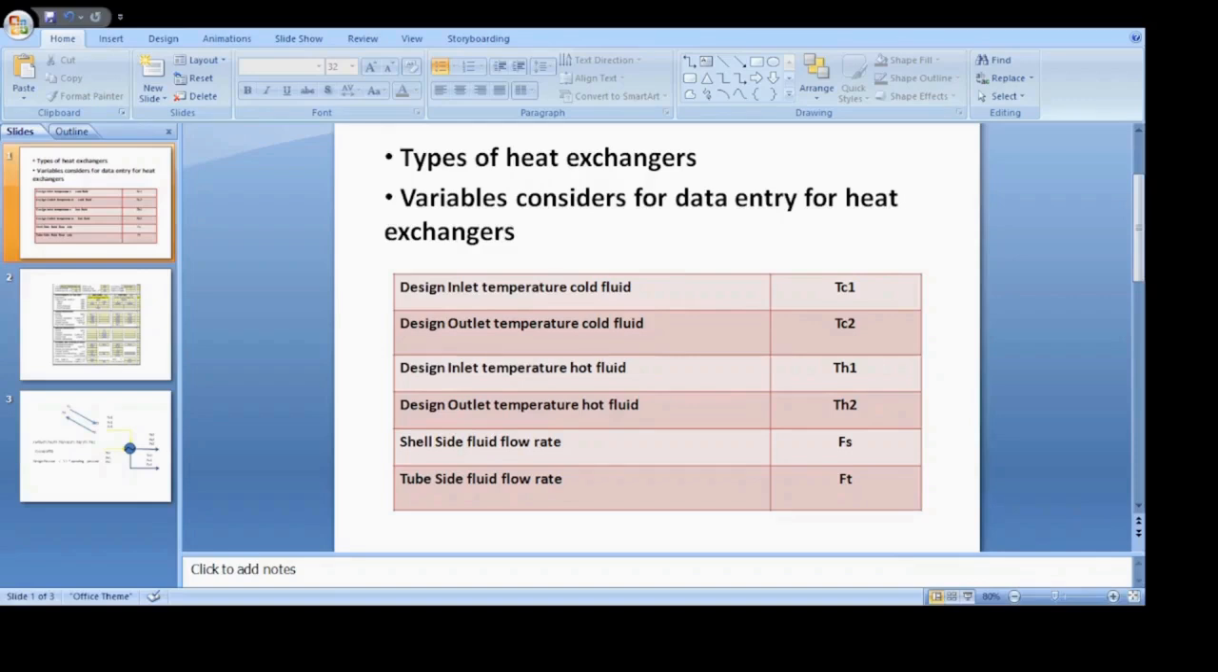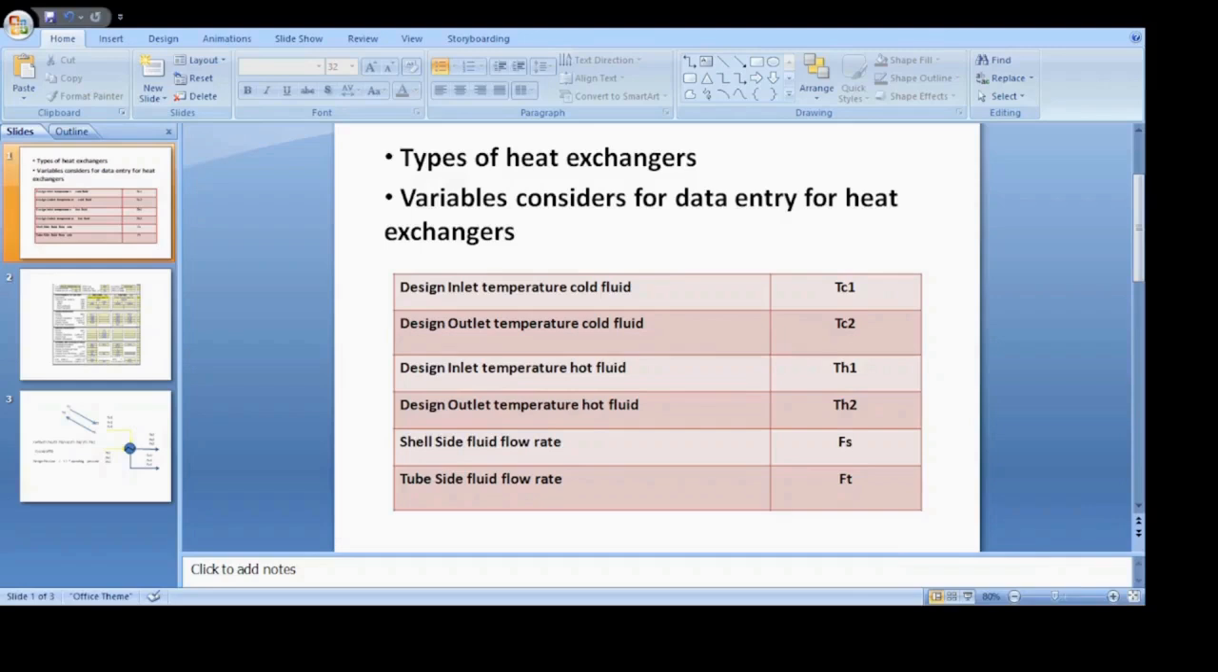The second thing we need to consider while doing the simulation is the types of variables considered for the data entry of the heat exchanger. So different parameters we require during the simulation. These are the design inlet temperature of the cold fluid. Second one is design outlet temperature of the cold fluid. Third one is the design inlet temperature of the hot fluid. Then design outlet temperature of the hot fluid. Then shell side fluid flow rate and tube side fluid flow rate.